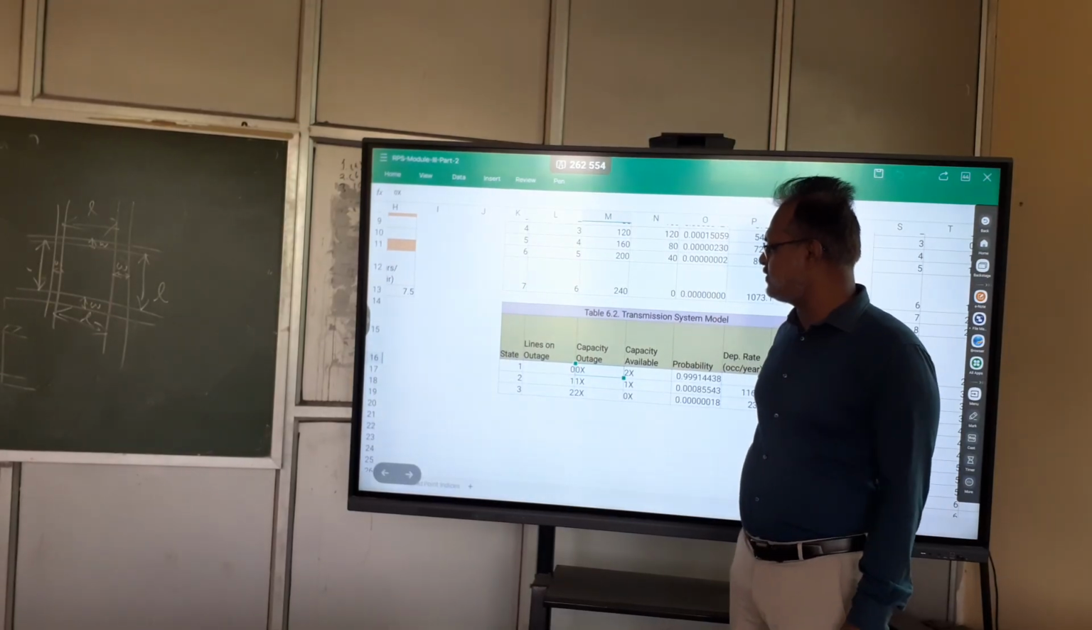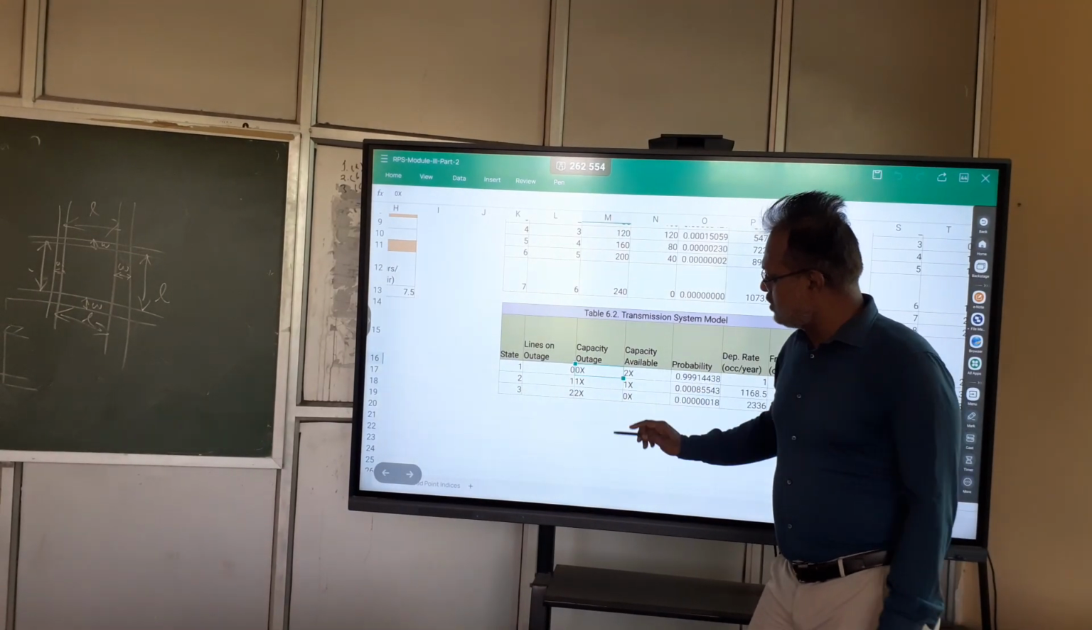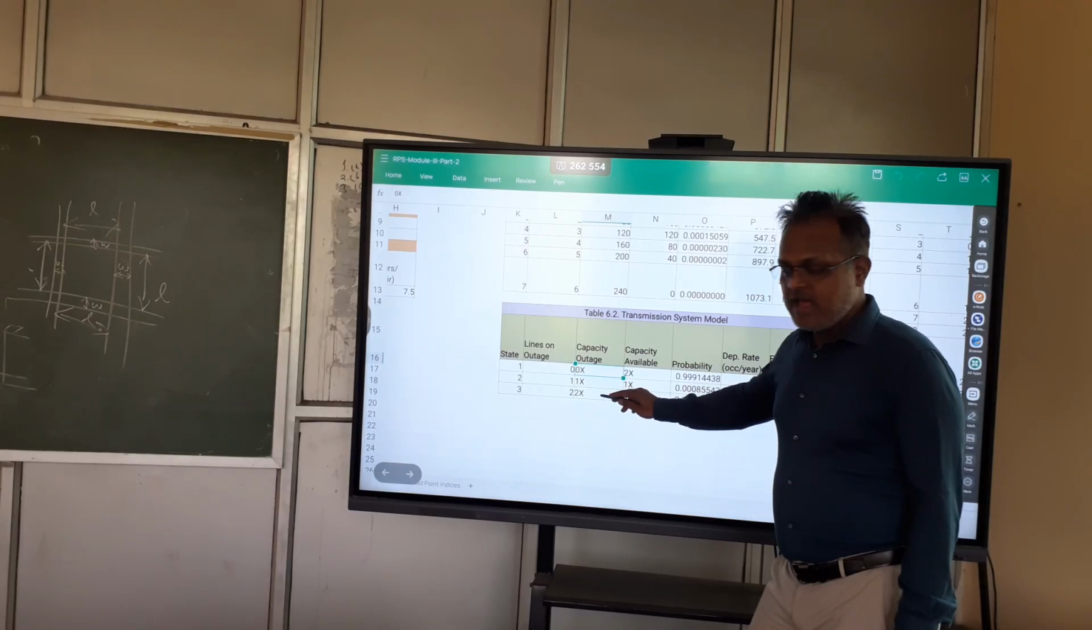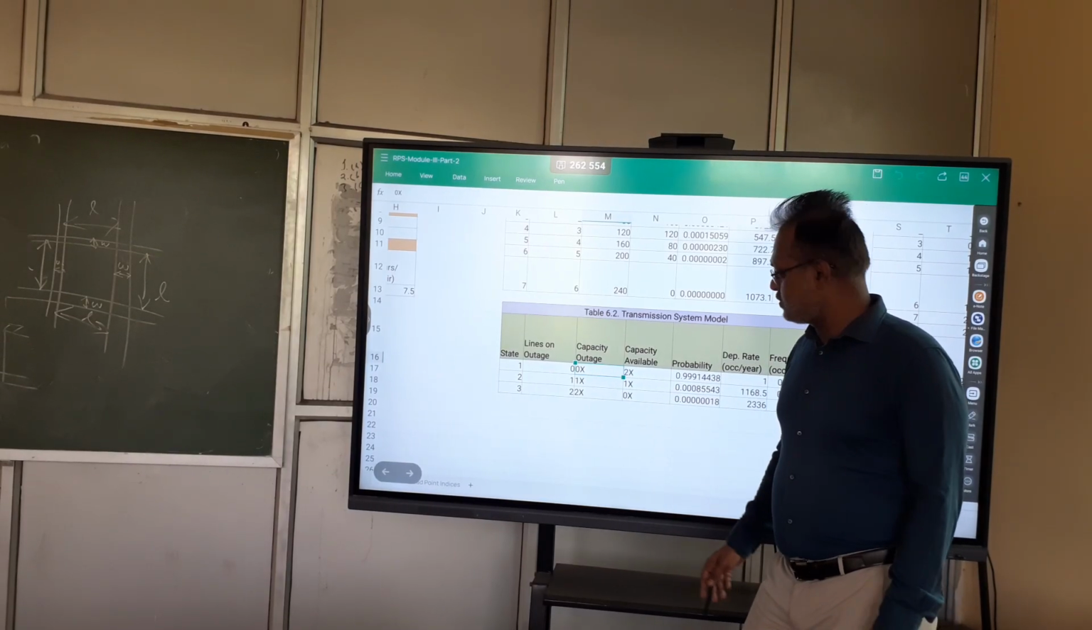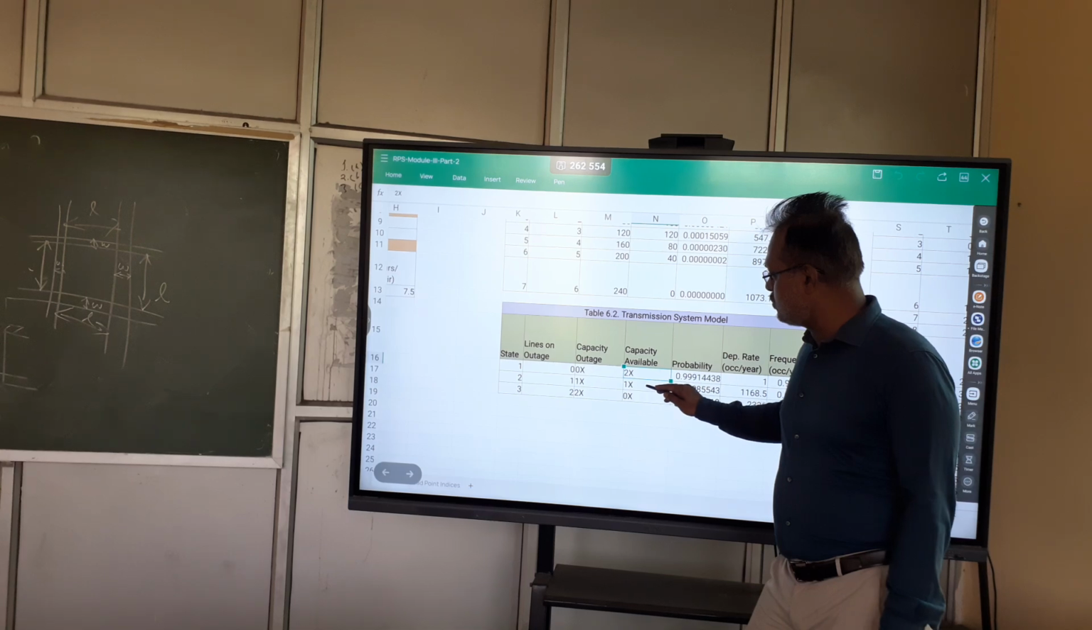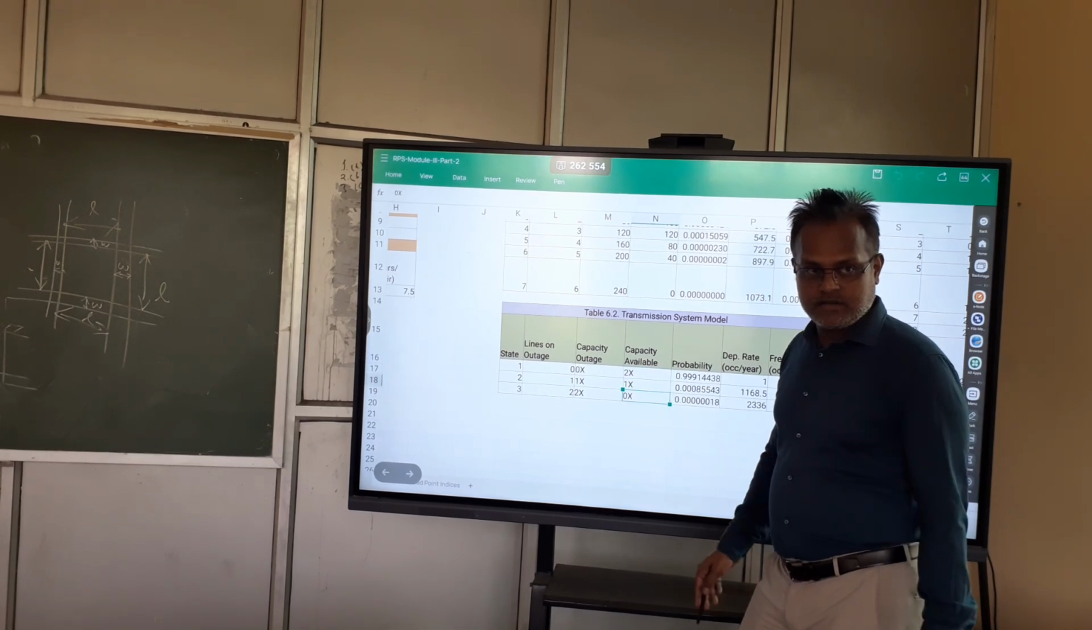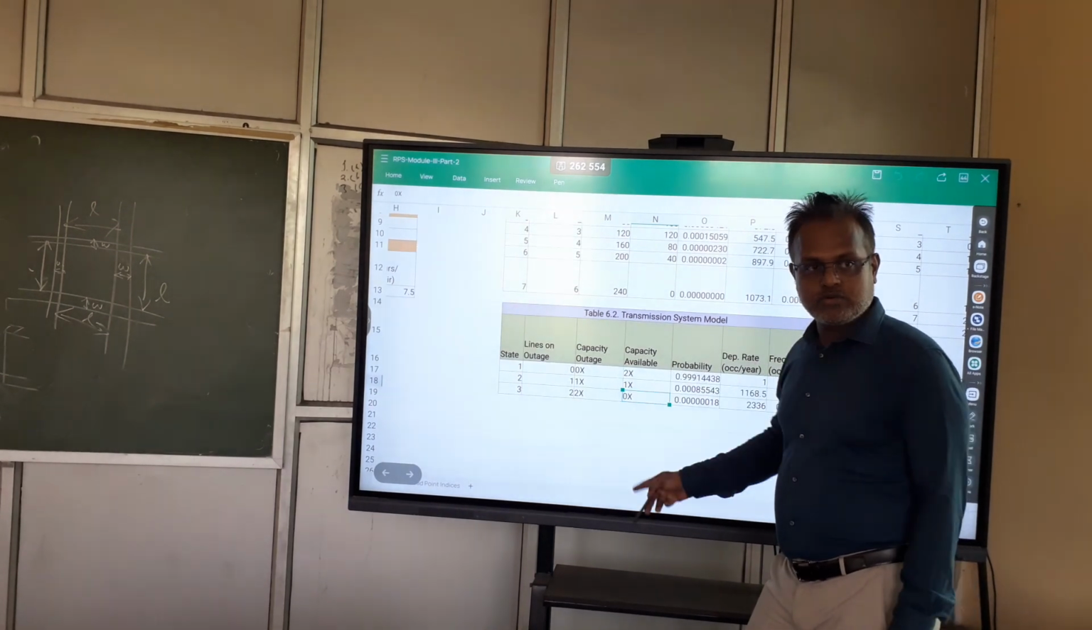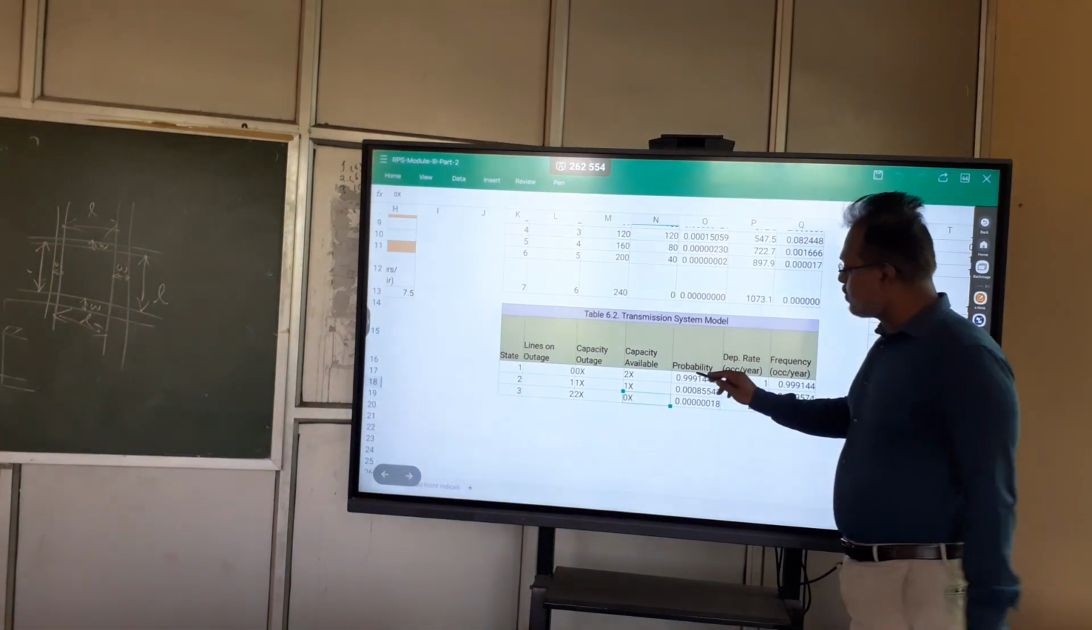We just write 0, X, 2X. So capacity outage is 0. Capacity outage is 1 transmission line. Capacity outage is 2 transmission lines. Okay. So total capacity available depends on how much is out: total minus how much is out. Now how to obtain this probability?